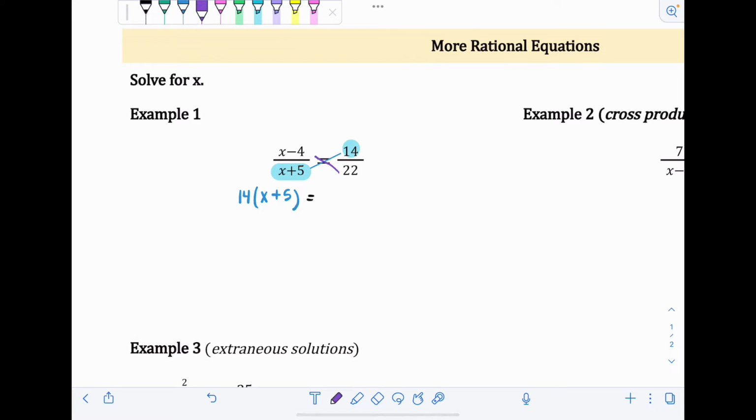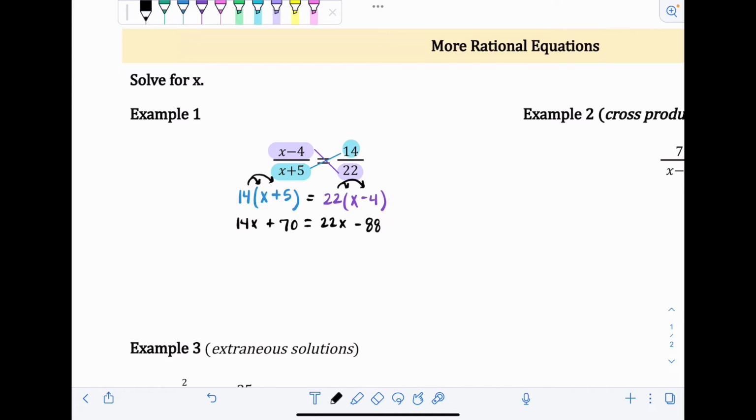And then the second diagonal, 22 times x minus 4. So equals 22, and same thing, it's being multiplied by all of x minus 4, so I put the x minus 4 in parentheses, and now I'll have to distribute. So 14 times x, 14x, and 14 times the positive 5 is 70, so plus 70. And on the other side of the equal sign, 22 times x, 22x, and 22 times negative 4, so negative 88.